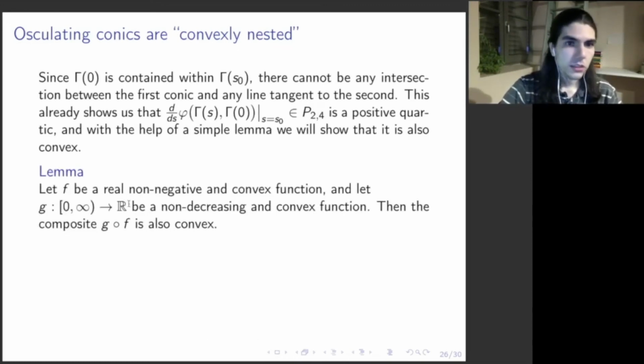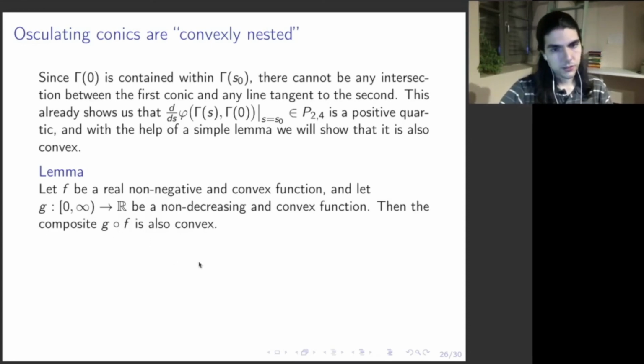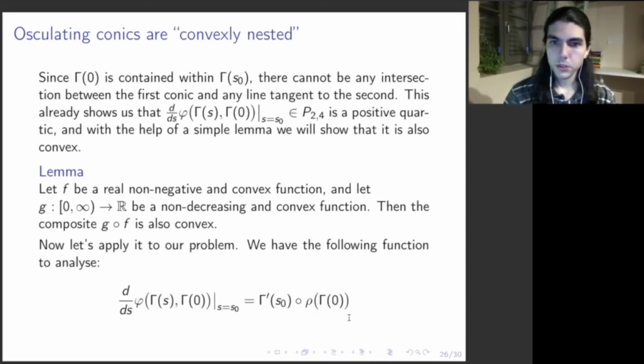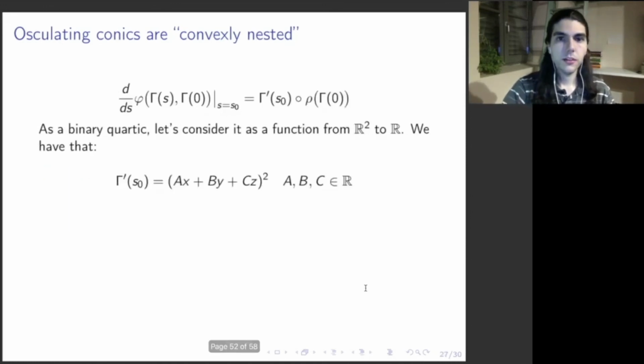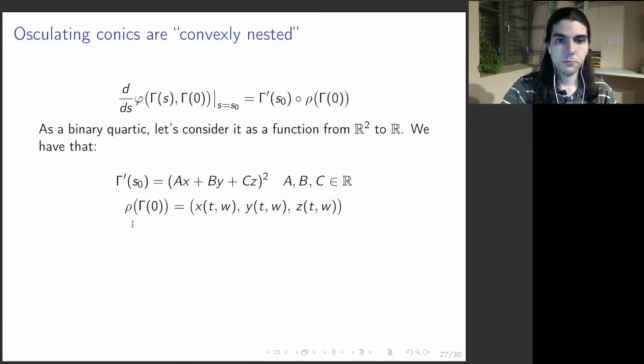And for that, we have just another lemma, the last lemma, which is just a result of real analysis. If we have a real, non-negative, and convex function f, and another function g, which is non-decreasing and convex, then the composite is also convex. So let's apply this to our problem. We have the following function to analyze. We have the polynomial parametrization evaluated in the implicit equation of this double tangent line. Well, since it is a double tangent line, it is given by an expression of this nature, right? Some linear form in the three variables, squared. And in the polynomial parametrization, we have the coordinates x, y, and z as well.